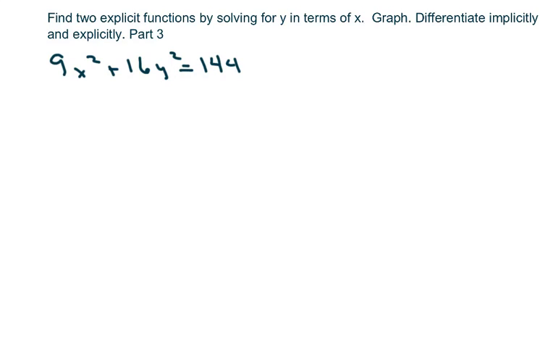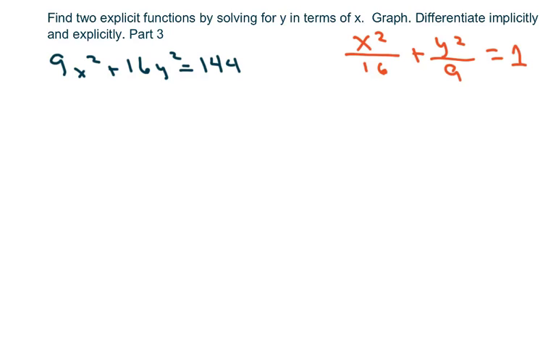Hi everyone, we're going to find two explicit functions by solving for y in terms of x. We're going to graph, and then we're going to differentiate implicitly and explicitly, and they should match up. So the first thing I'm going to do, I notice that this is an ellipse. I can write this as x squared over 16 plus y squared over 9 equals 1. I just divided everything by 144.